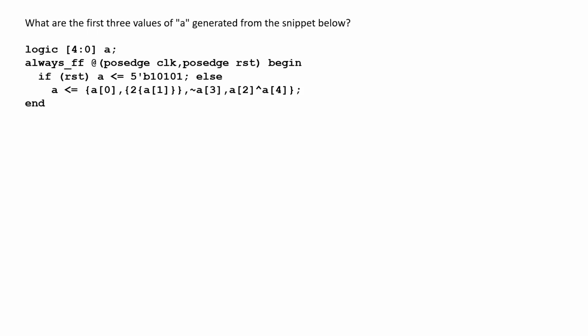So in this case, the value of A will be updated by taking whatever was in the least significant bit of A, concatenating that with 2 copies of bit 1, and then concatenating that with a complement of bit 3, and then finally concatenating that with the prior bit 2 XORed with bit 4. So does that add up to 5? It's supposed to be 5 bits, right? A is 5 bits? Yeah, A is 5 bits. It's declared as 5 bits. It's initialized as 5 bits. And then you're hoping that this all adds up to 5 bits, hopefully.